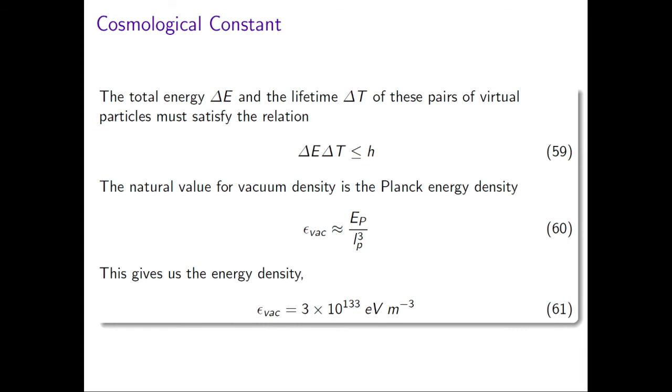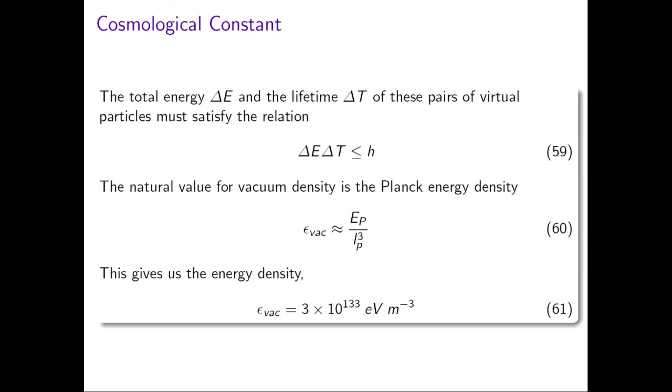One suggestion that was given was that the natural vacuum density is nothing but the Planck energy density. So in equation 60, we can see the energy density of vacuum is approximately equal to E_P divided by L_P cubed. This is the Planck energy and the Planck length. Since we covered the Planck length and Planck energy in my first lecture, you have the Planck energy as a constant, which equals 1.2 times 10 to the power 28 electron volts.